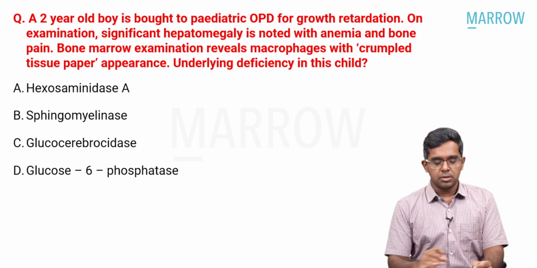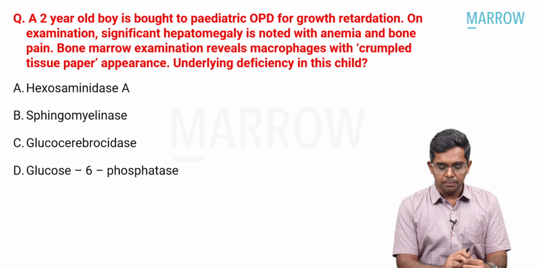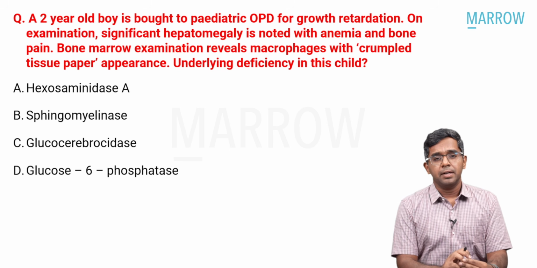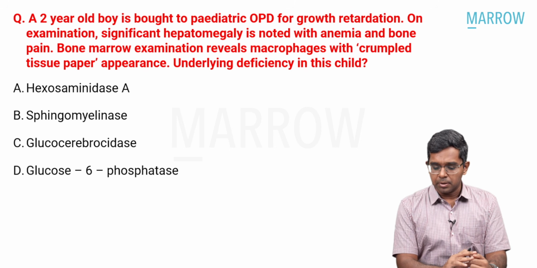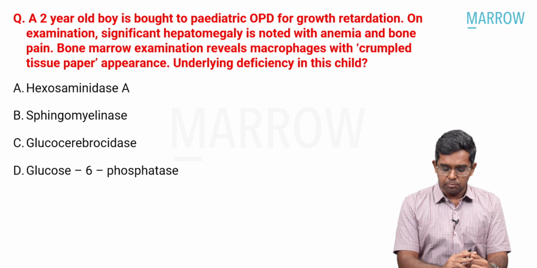Then moving on to the next question. It's again a repeatedly asked question. A 2-year-old boy is brought to the pediatric OPD for growth retardation. On examination, significant hepatomegaly is noted with anemia and bone pain.